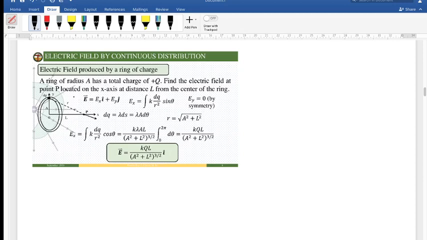A ring of radius A has a total charge of positive Q. Find the electric field at point P located on the x-axis at a distance L from the center of the ring. Here, we can just let our origin be at the center of the ring, and at the distance L is our field point.